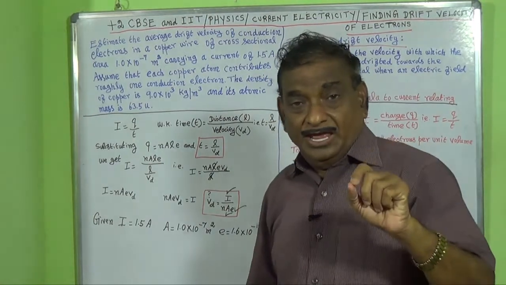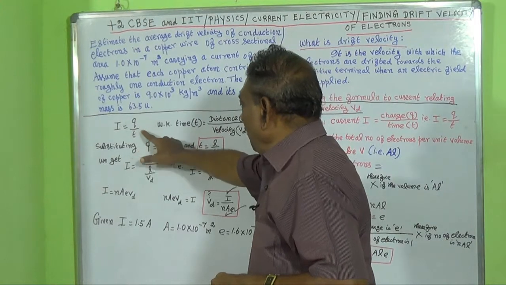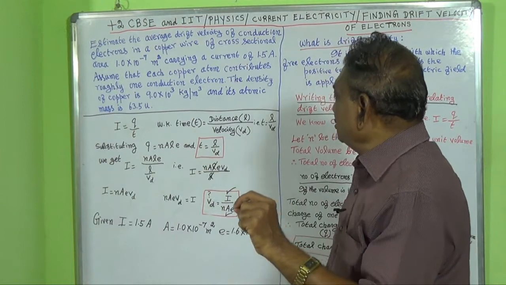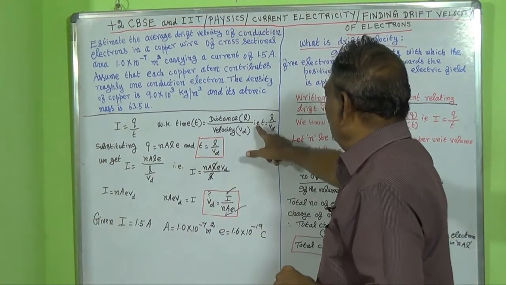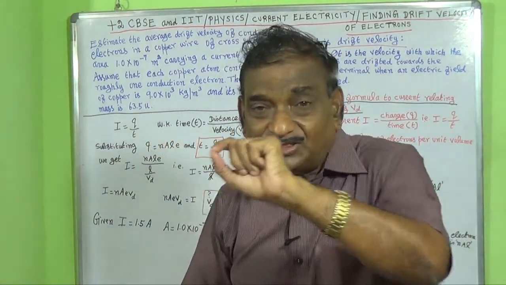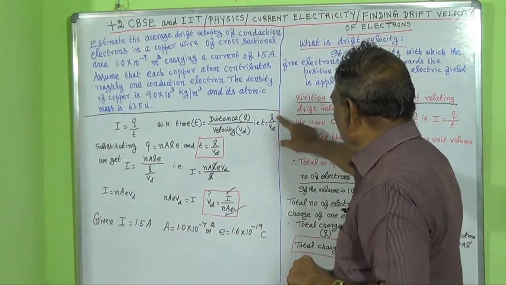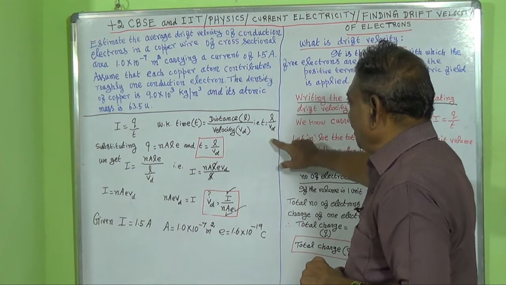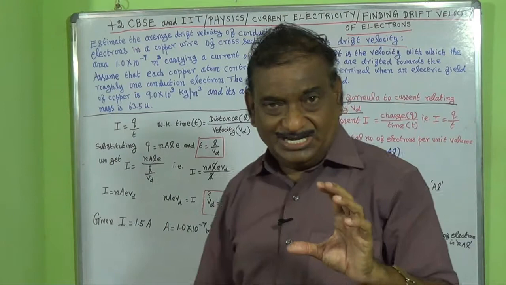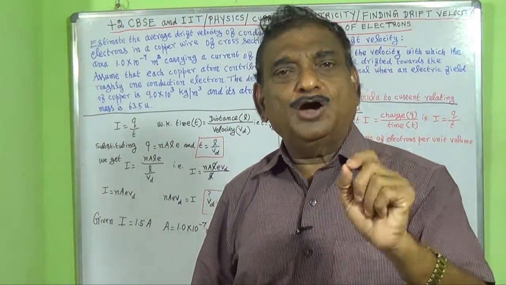Then we are again writing the formula for the current, I equals Q by t. We know that time t equals distance by velocity. What is the distance? Here the distance represents the length of the wire, that is small l. So t equals l by velocity. Here the velocity is the drift velocity.